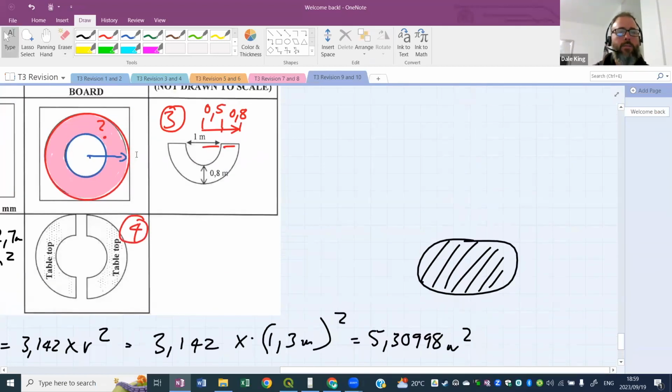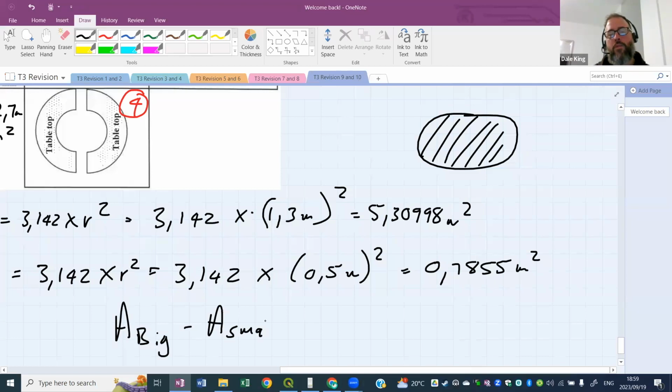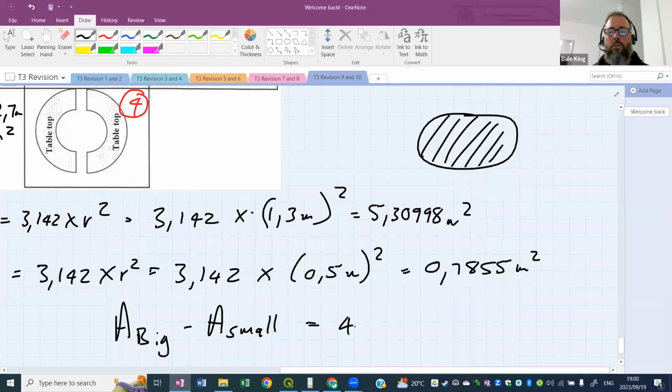You happy with that? Yeah, so you're going to minus the small circle from the big circle. Yes. So the area of the big one minus the area of the small one. Stay with me, guys. Okay. So I'm just going to write the answer here now. I'm not going to write the whole thing out because we're running out of time. So 5.30998 minus 0.7855. Okay, so 4.52448. I'm keeping decimals, guys, until the end.